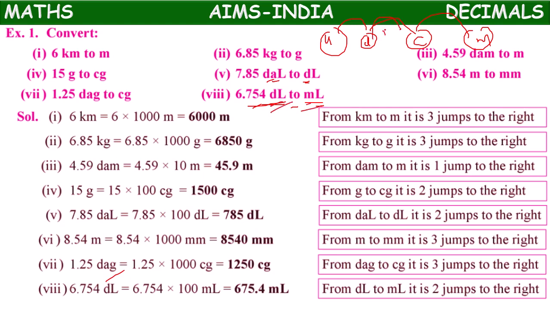Deci to centi, first step. Centi to milli, second step. 2 steps means 10 into 10, 100. We have to replace this DL with 100 ml. So 2 zeros are there. The point will move 2 places. 675.4 ml. Okay, children. Like this, we can convert the values from one unit to other unit.